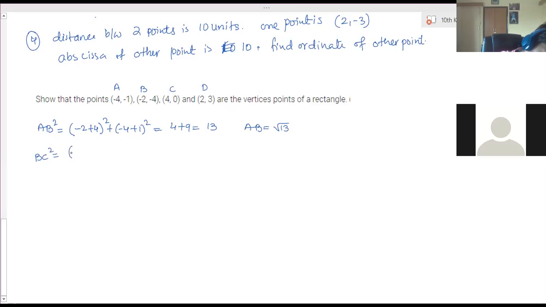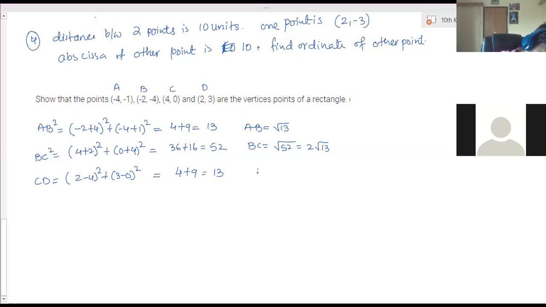Then BC square is equal to (4 + 2) whole square plus (0 + 4) whole square. 6 square is 36 plus 4 square is 16, 52. So BC is equal to square root 52, which is 2 root 13. Then CD, that is C and D: (2 - 4) whole square plus (3 - 0) whole square. 2 minus 4 is minus 2, square is 4, plus 9, that is 13. So CD is equal to root 13.